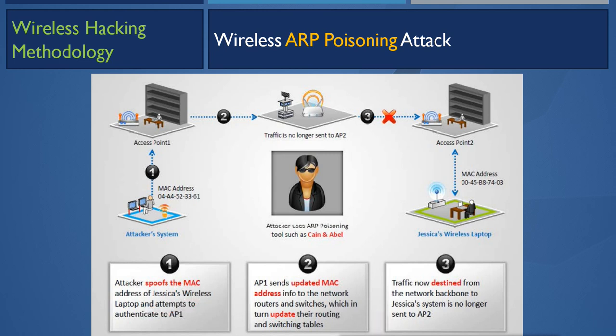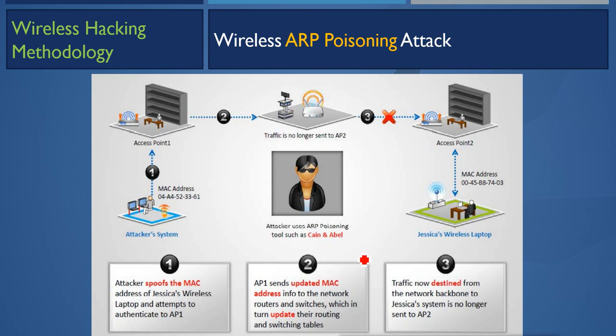Then AP1 sends updated MAC address info to the network routers and switches, which in turn update their routing and switching tables. So basically the ARP attack works on the switches. It will try to connect with the AP, and then this information will be sent to the routers and switches.